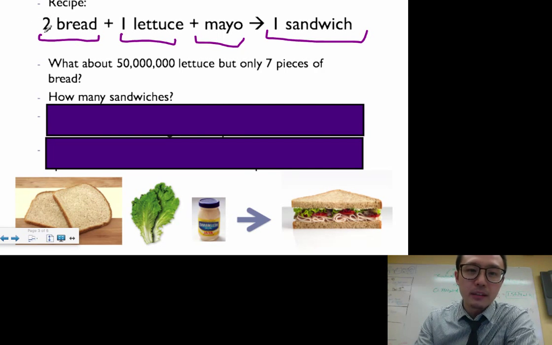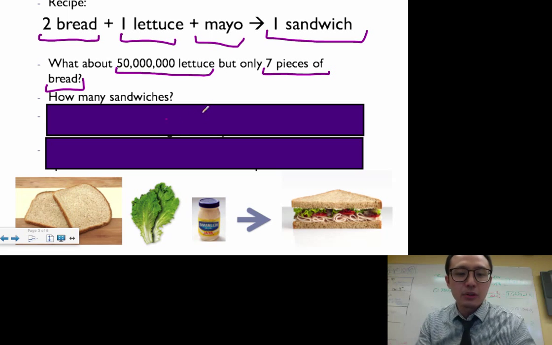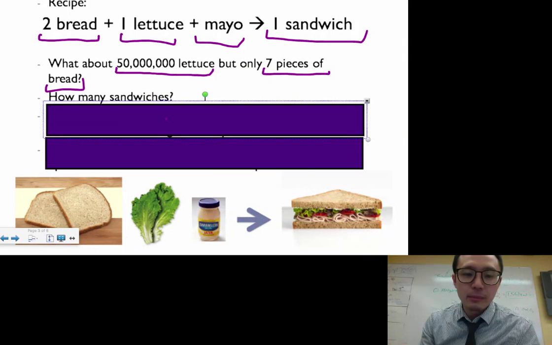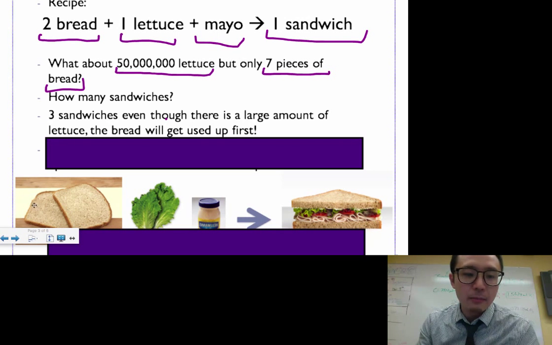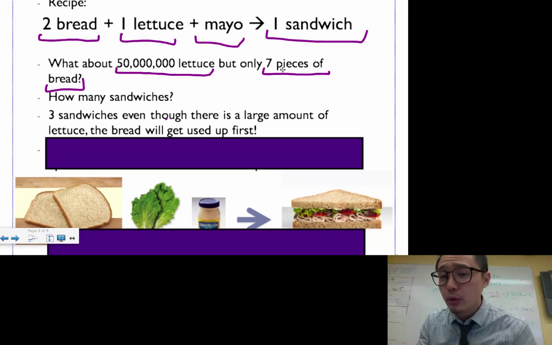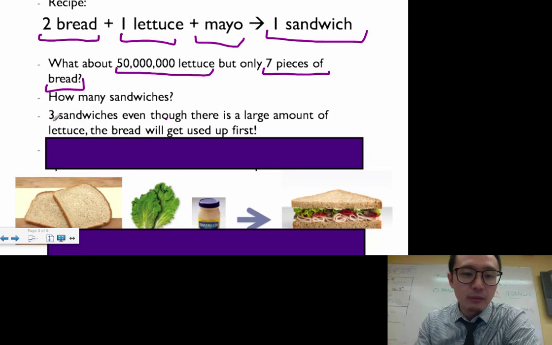If I have 4 pieces of bread, that means all of the molar coefficients will be adjusted accordingly. So the question here is, what happens if you have 50 million pieces of lettuce, but only 7 pieces of bread? By simple math, I'm sure you can calculate that the number of sandwiches you can make is just 3 sandwiches, right? It doesn't matter how much lettuce you have, because you only have 7 pieces of bread. So you can only make 3 sandwiches.